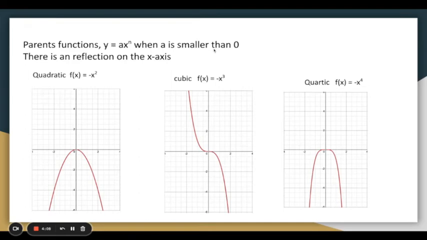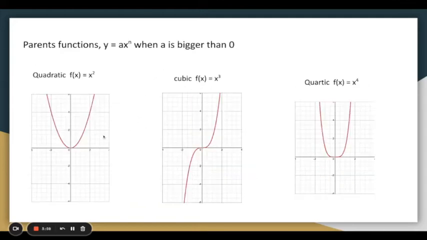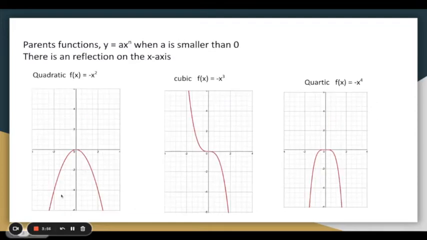So when the a value is smaller than 0, which is negative value, there'll be a reflection on the x-axis. So comparing to the previous one, as you can see, it's just upside down. So quadratic, it'll have a negative x power of 2, which is like smiley face but upside down.